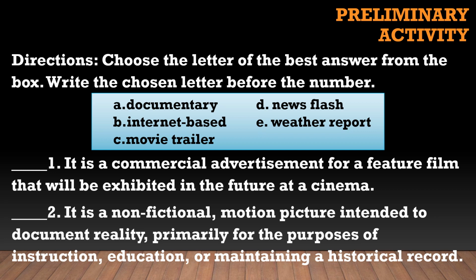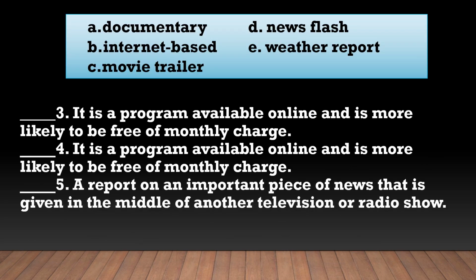It is a commercial advertisement for a feature film that will be exhibited in the future at a cinema. Number 2. It is a non-fictional motion picture intended to document reality primarily for the purposes of instruction, education, or maintaining a historical record. Number 3. It is a program available online and is more likely to be free of monthly charge. Number 4. It is a program available online and is more likely to be free of monthly charge. Number 5. A report on an important piece of news that is given in the middle of another television or radio show.